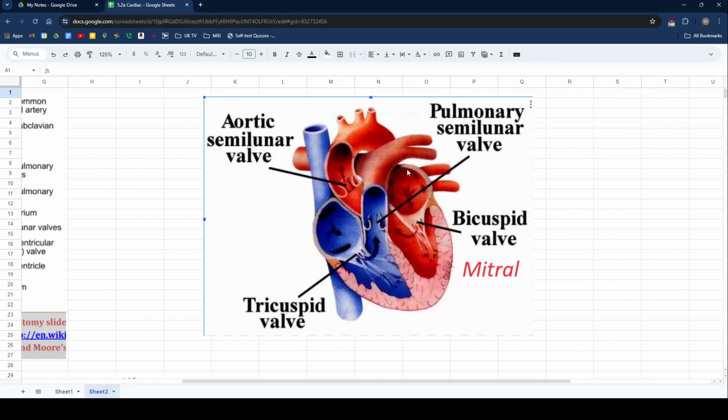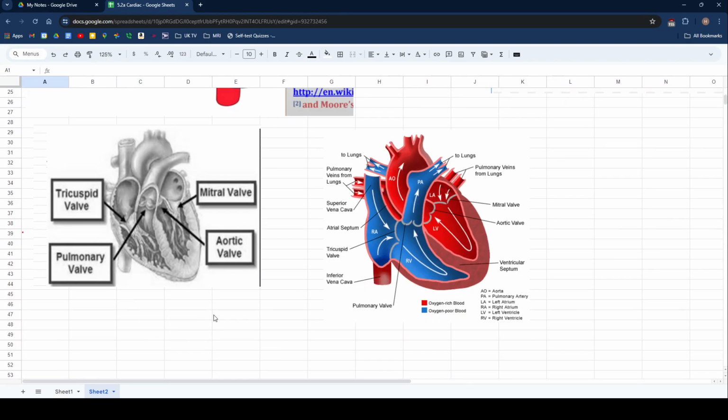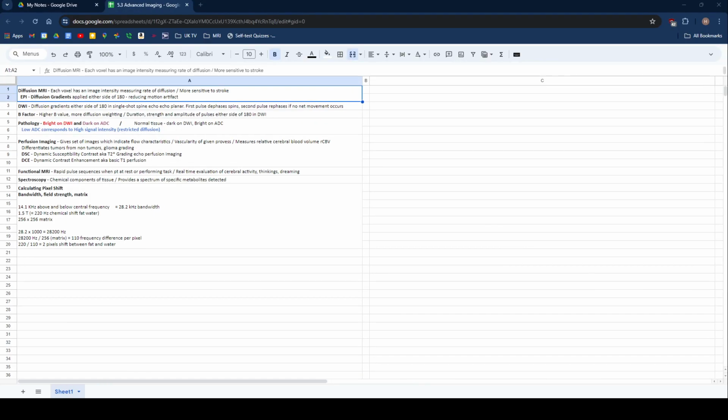Another picture here, this is the mitral valve, this is tricuspid, bicuspid, aortic semilunar, and pulmonary semilunar. And some more images here. So here's blood flow into the right atrium, right ventricle, to the lungs, back, mitral, aortic valve. Onto some advanced imaging now.